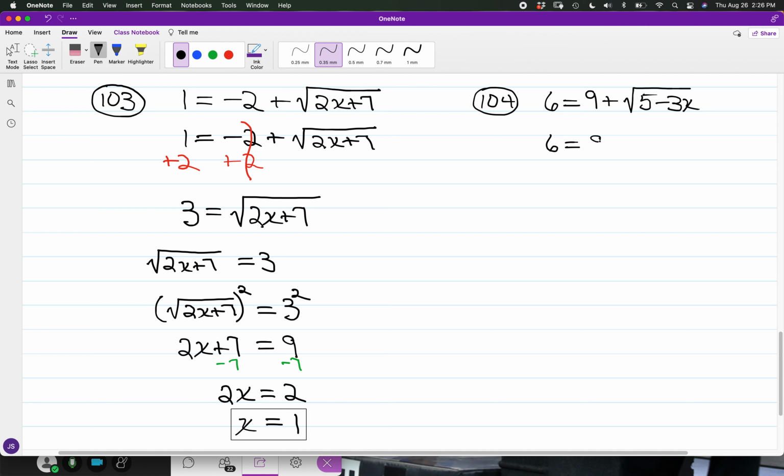And just setting things up here, if I get the radical by itself, I can take 9 away from both sides. And here we have 6 minus 9 is equal to negative 3. And we have negative 3 is equal to the square root of 5 minus 3x. And if I just do the commutative property switch around, like a is equal to b, b is equal to a.